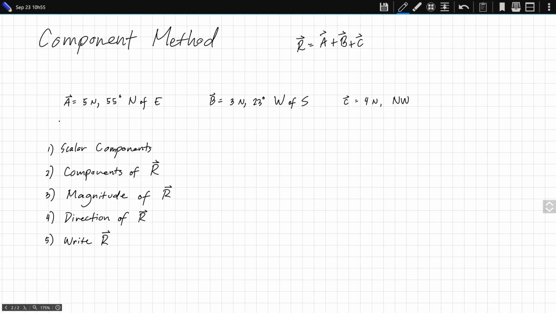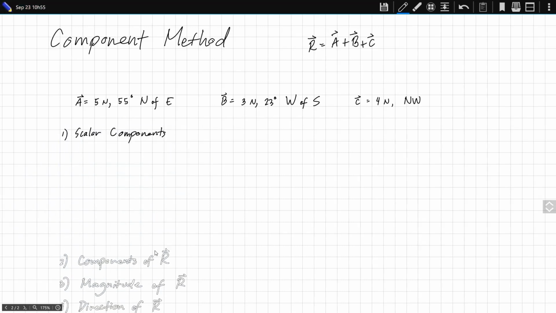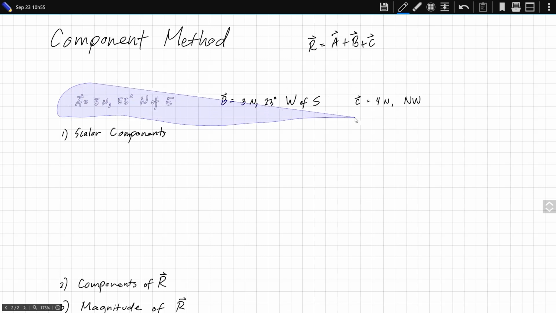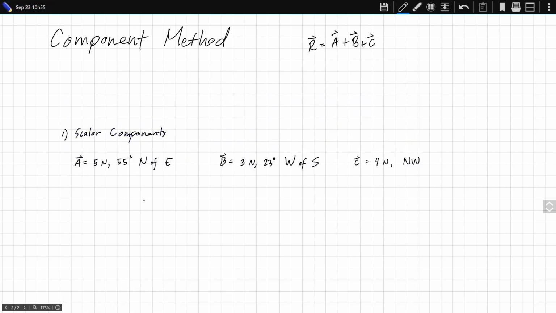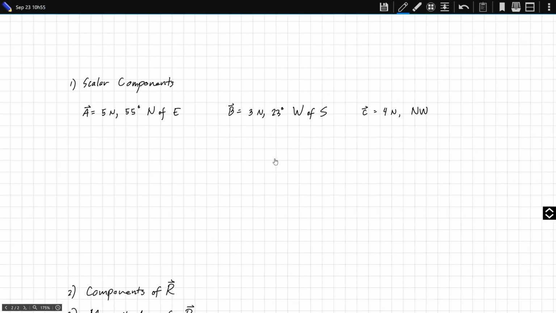Okay? So this is our given. Same given as before, a, b, and c. So let's try using the component method to solve for their sum. First step, we will need to solve for the scalar components of each of these vectors. So lagyan natin sa ilalim. And let's solve for their scalar components.